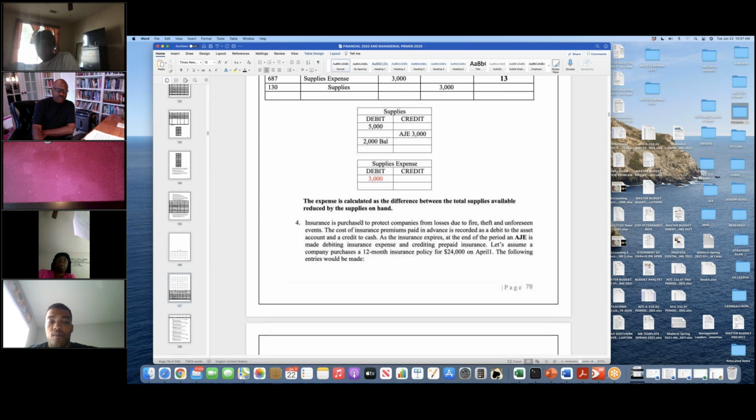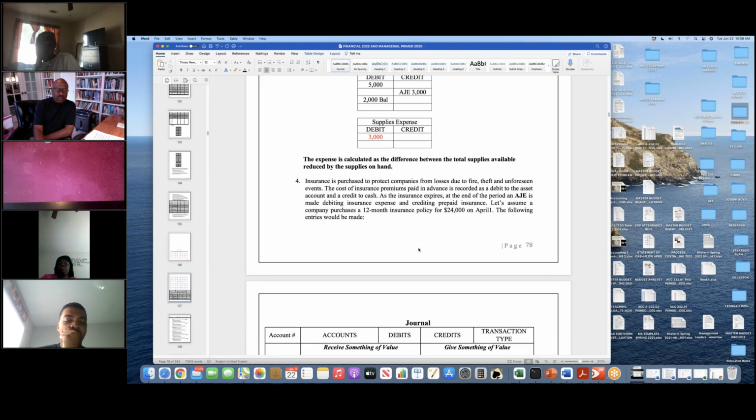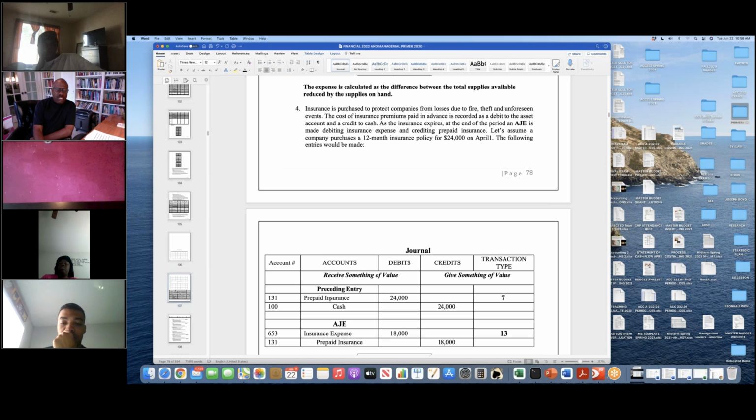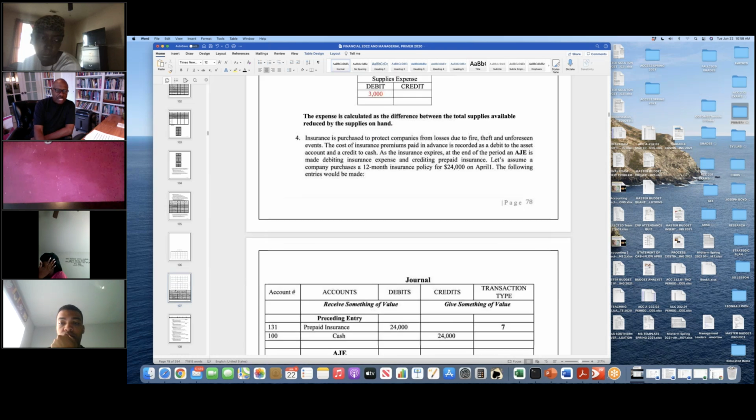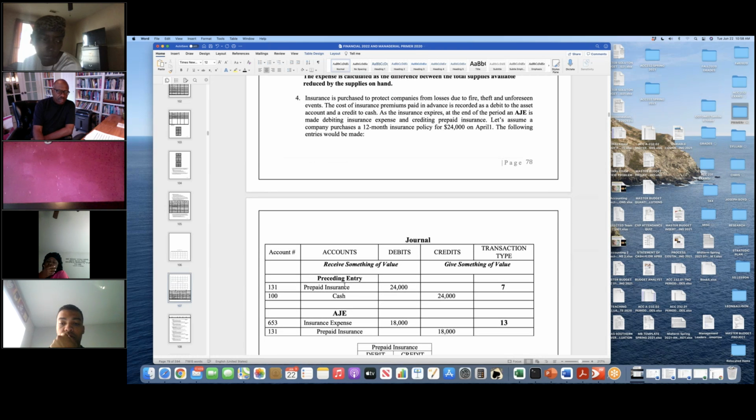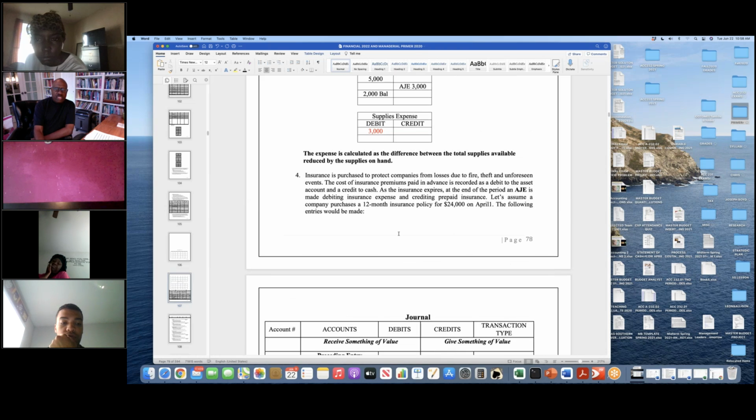Then we have insurance. A lot of times insurance, we buy that to protect us. And insurance is paid for in advance. So when we buy the insurance, it's an asset. So we debit prepaid insurance and credit cash. Here was the case, $24,000 for a 12-month policy on April 1st. So when we buy the insurance policy, we debit prepaid insurance and credit cash.